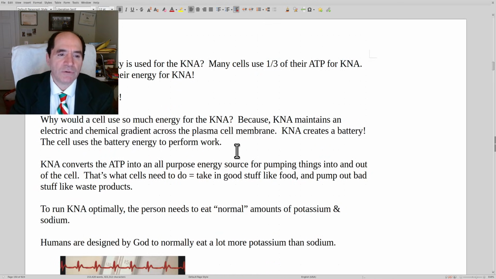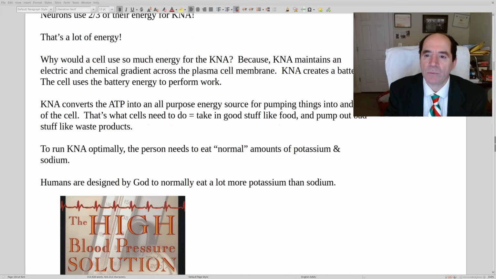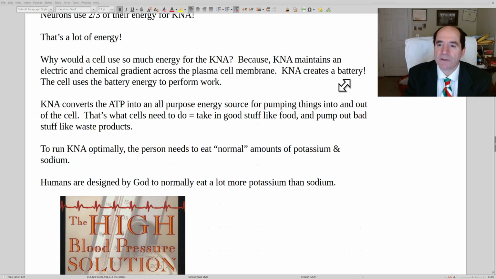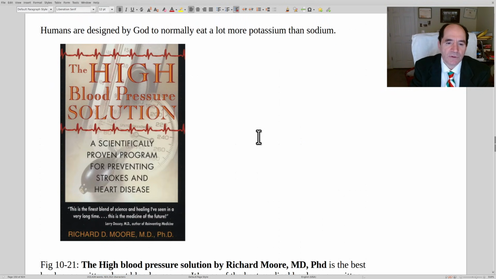Neurons use from half to two-thirds of their energy to run that potassium-sodium pump. So it's super important. There's no way a cell would use that much energy for something unless it was super important. And it is, because it's the whole battery energy system of the cell membrane, and it uses that to take in good stuff, like food, and to pump out its waste product. We're designed to run on a high potassium, low sodium diet.